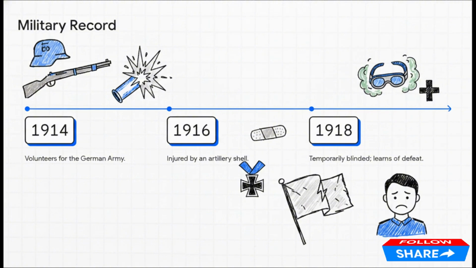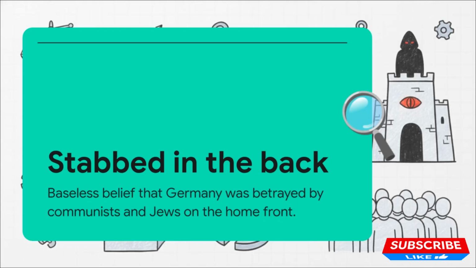But then, in 1918, he was temporarily blinded by a British gas attack. And it was while he was lying there recovering in a hospital bed that he learned the absolutely devastating news of Germany's surrender and the incredibly humiliating terms of the Treaty of Versailles. So here's the crucial point. He channeled all that intense anger and thirst for vengeance into a scapegoating myth.